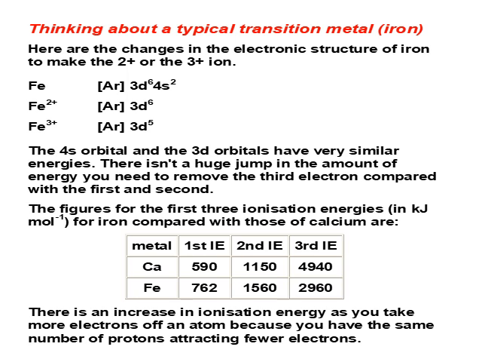Now you can see the second and third ionization enthalpy, and the difference in the second and third ionization enthalpy of iron and calcium. There is an increase in ionization energy as you take more electrons off an atom because you have the same number of protons attracting fewer electrons.